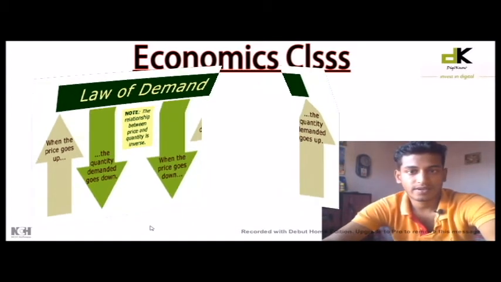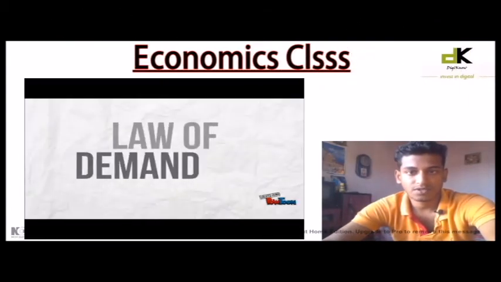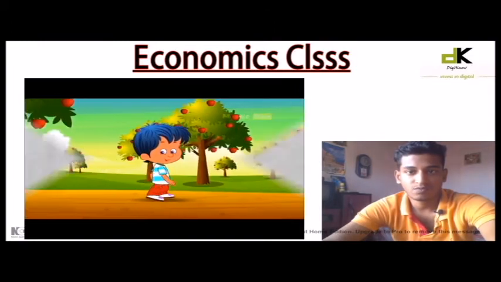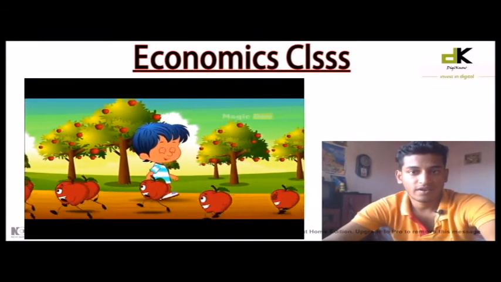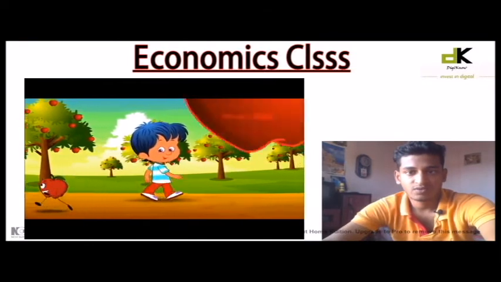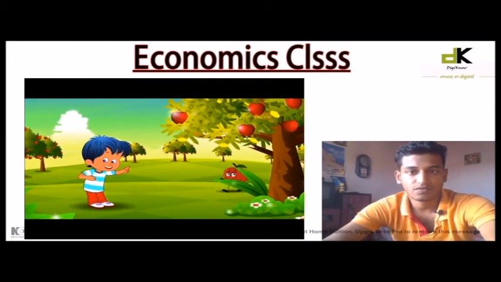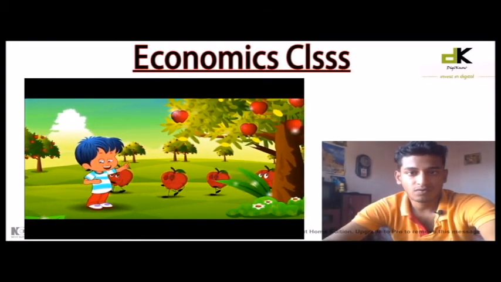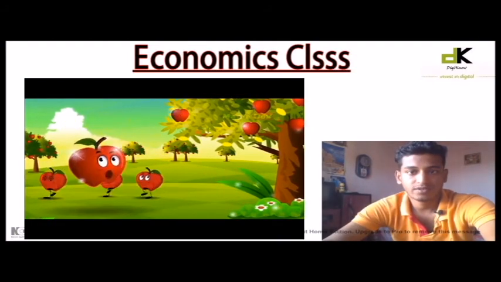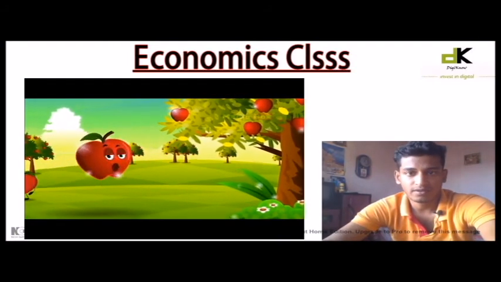So let's understand this in simple words. Suppose a commodity, say an apple, costs rupees 5. So at that particular price of 5, 20 people consume it. Now suppose due to some reason the price of the apple comes down from 5 to 4. Then of course there will be some addition to the number of people who consumed it earlier.